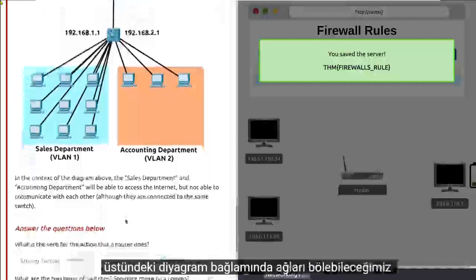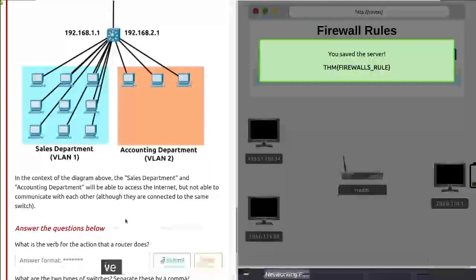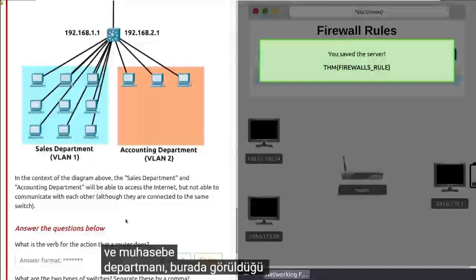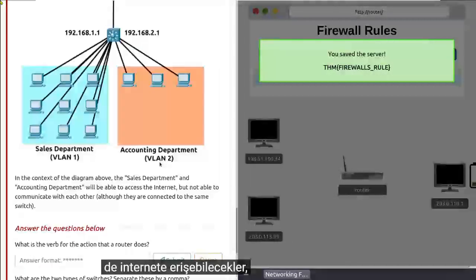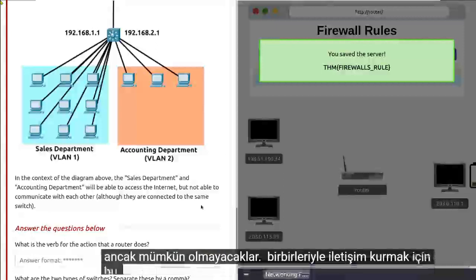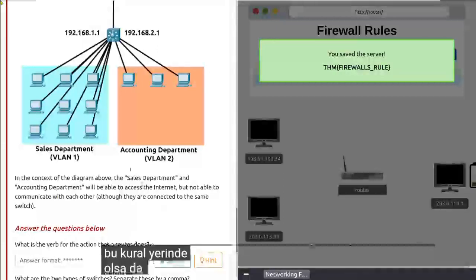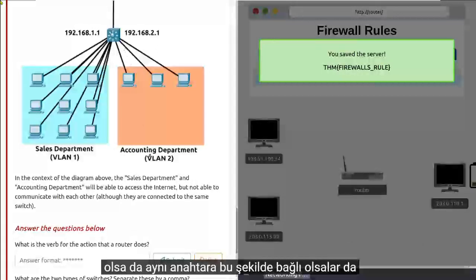In the context of the diagram above, the sales department and the accounting department will both be able to access the internet, as seen up here, but will not be able to communicate with each other if that rule is in place, although they are connected to the same switch.